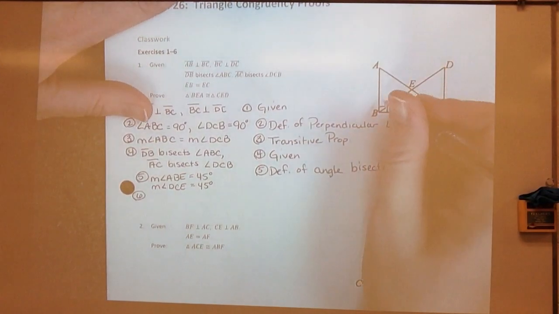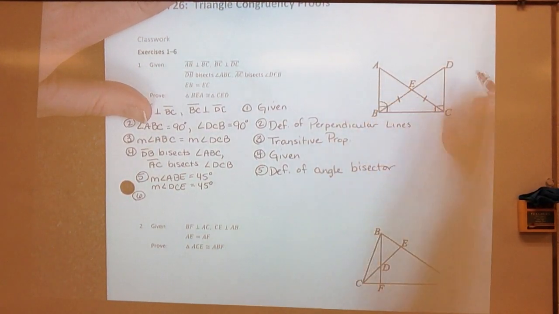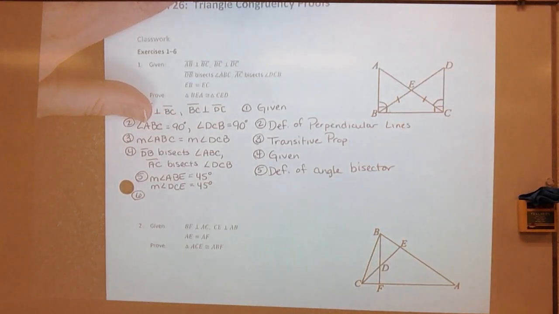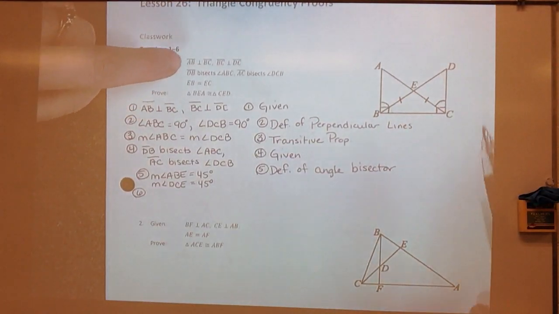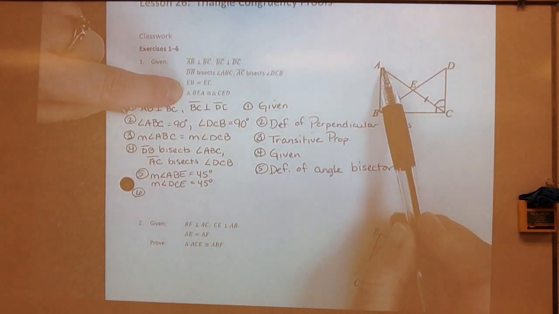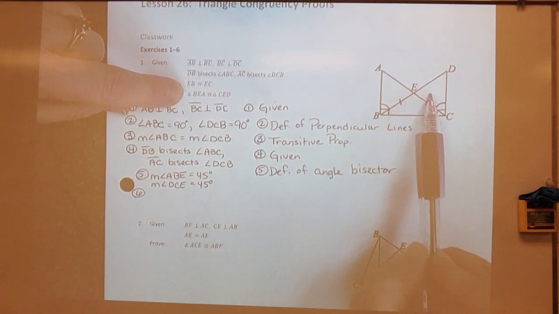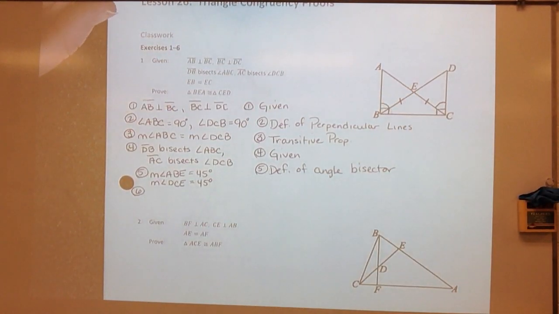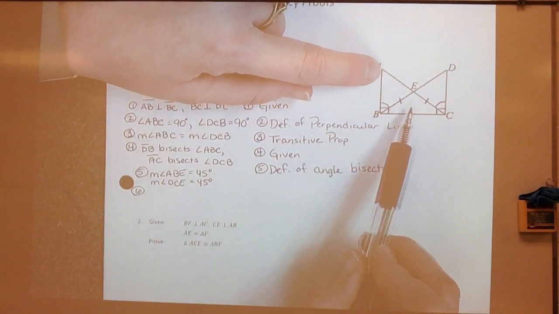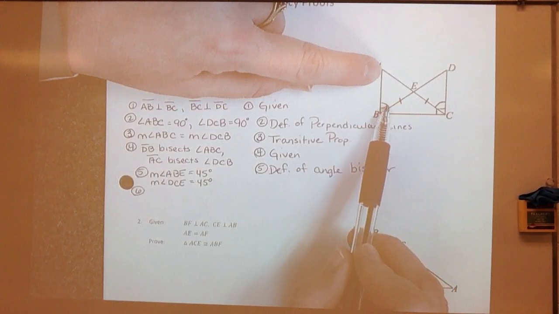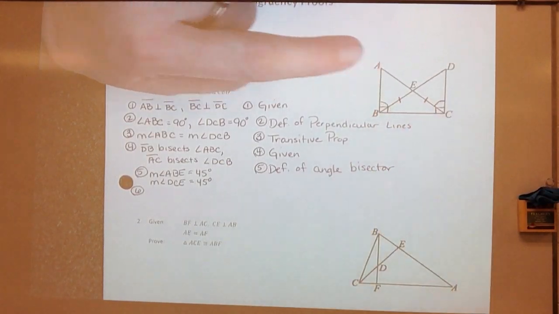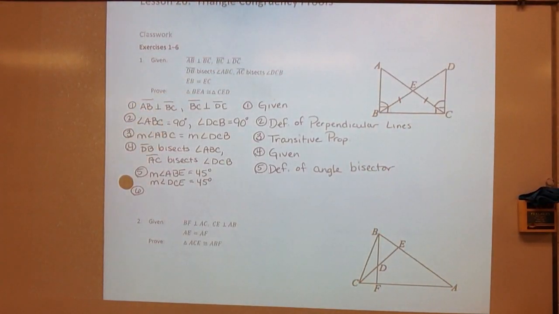Alright, so now I know that this angle is equal to this angle. Now, let's go back and look. We're trying to prove BEA is equal to CED. So we're trying to prove these two triangles equal here. Right now we have a side and we have an angle of each triangle. So we've got to either figure out another side, another angle. We've got to figure something out.